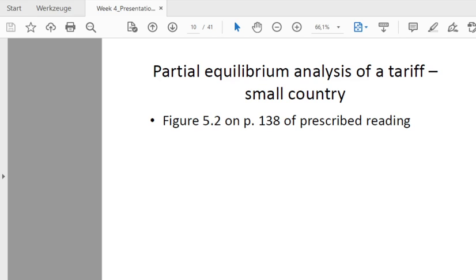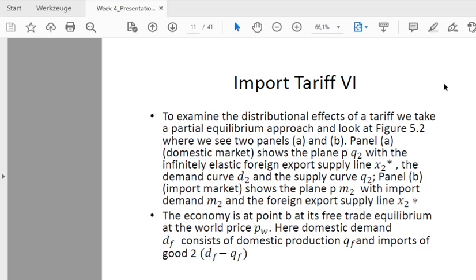Let us now turn. What we just saw was a general equilibrium analysis of a tariff. Let us now turn to a partial equilibrium analysis of a tariff for the small country. And this you find in figure 5.2 on page 138 of the prescribed reading. Here we can now analyze the distributional effects of a tariff.